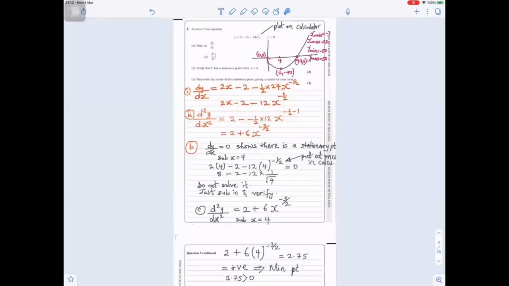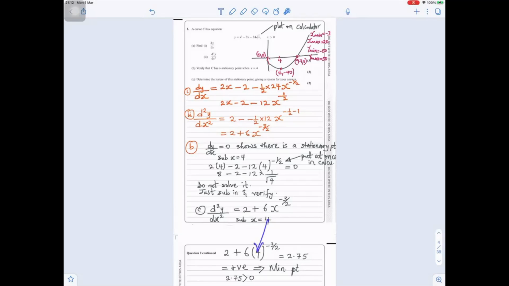Part C says determine the nature of the stationary point. Nature means you want to find out if it's a minimum point or a maximum point. So you use the second differential. You differentiate the second time, which you've done over at the top. There is 2 plus 6x to the minus 3 over 2. And you substitute x equals 4.